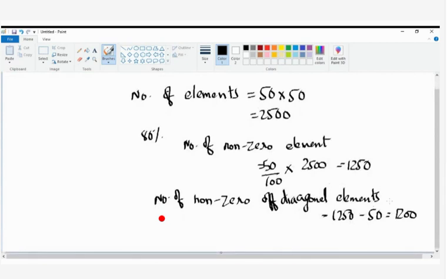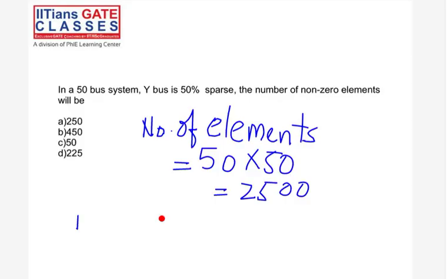So since it is symmetric, two numbers represent the same transmission line. So the number of transmission lines would be, the answer would be 600. There is a typo in this question. It should have been 80% over here, right? It should have been 80%. But does that make sense?